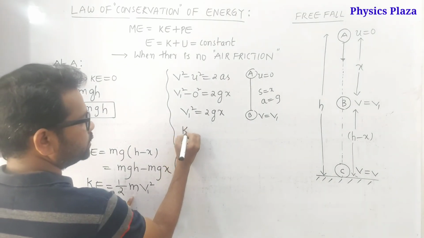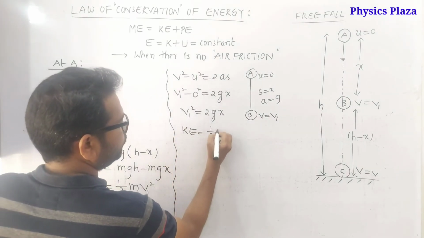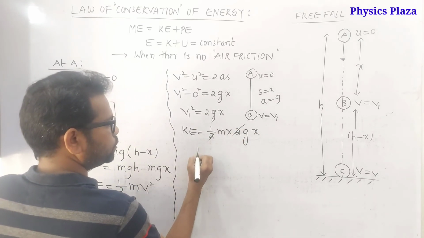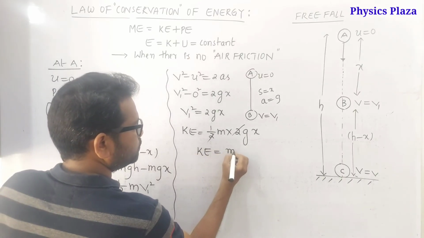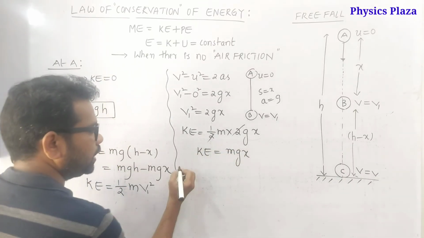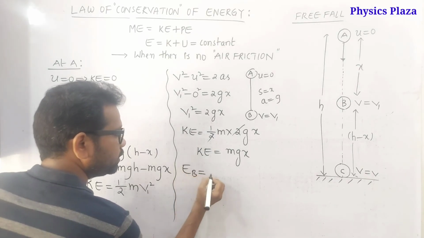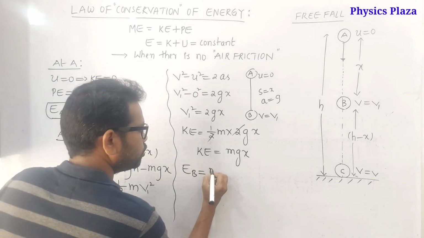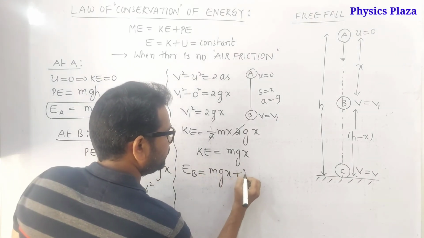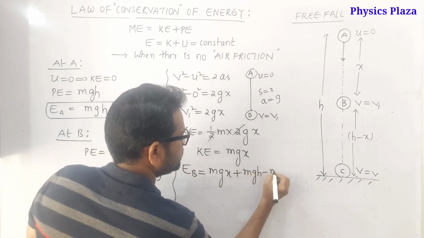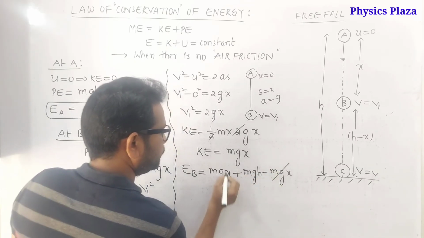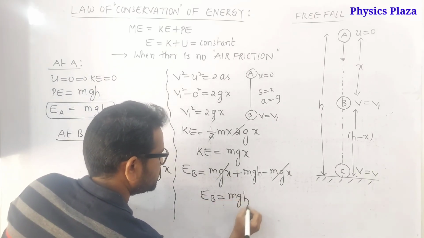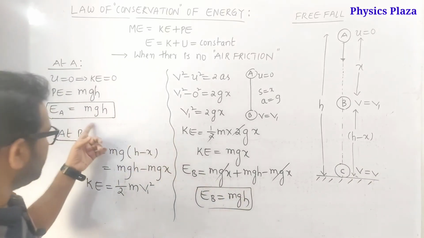then we will get the kinetic energy. So kinetic energy is equal to half m into 2gx. The 2 gets cancelled, so kinetic energy will be mgx. So now let us calculate the mechanical energy at point B, children. For that we have to add kinetic energy and potential energy. This is going to be mgx plus mgh minus mgx. This will get cancelled, so energy at point B is equal to mgh. Yes, we also got mgh at point A and at point B.